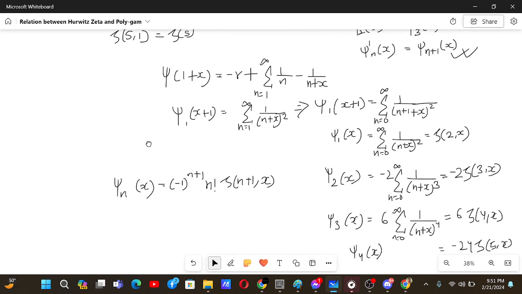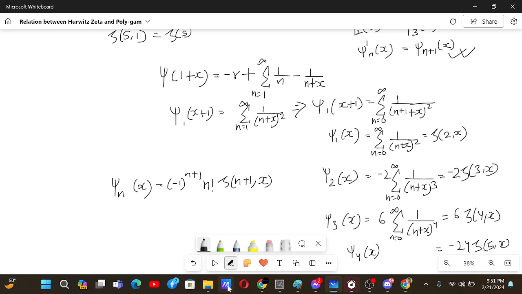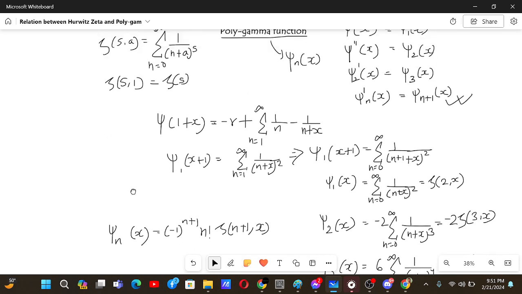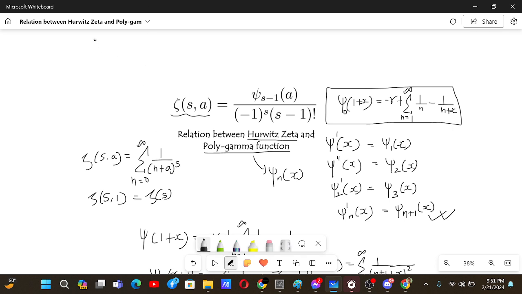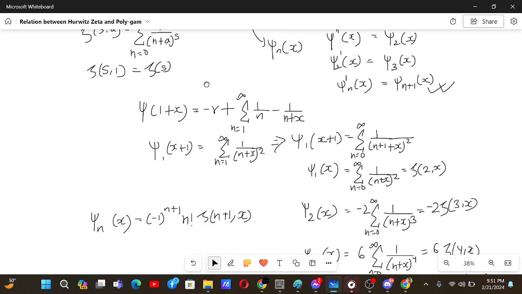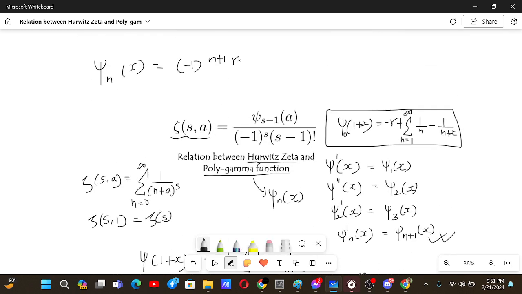Yeah, so for that we can take, let us first write this and I will let you know how to derive this. So we have achieved this expression, digamma n of x equals minus 1 to the power n plus 1, and then n factorial, the Riemann zeta, sorry, Hurwitz zeta of n plus 1 comma x.